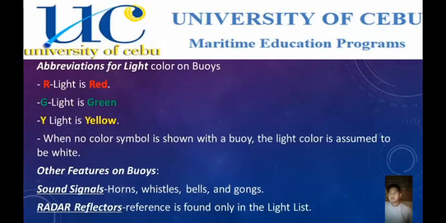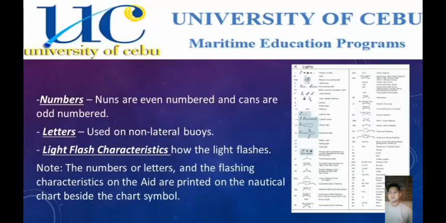Other features on buoys: sound signals, horns, whistles, bells, and gongs. Radar reflectors. Reference is found only in the light list. So numbers: nuns are even numbered and cans are odd numbered. Letters used on non-lateral buoys. Light flash characteristics: how the light flashes.